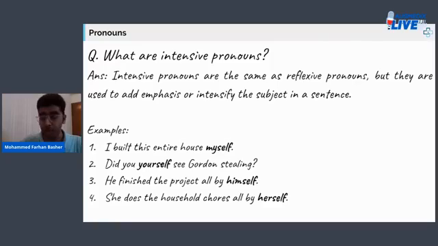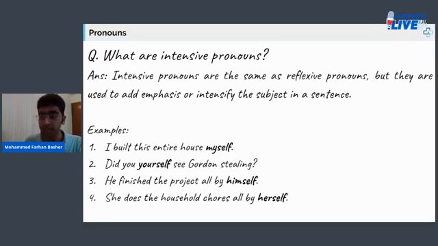Or he finished the project all by himself. He finished the project all by himself. Okay? All right. She does the household chores all by herself. In this case as well, she is doing something. And the fact that she does it, you want to put more emphasis on it, that she herself has done it, or she herself does things, right? So you're putting emphasis on the fact that, yes, it's only her and herself that has done the job.